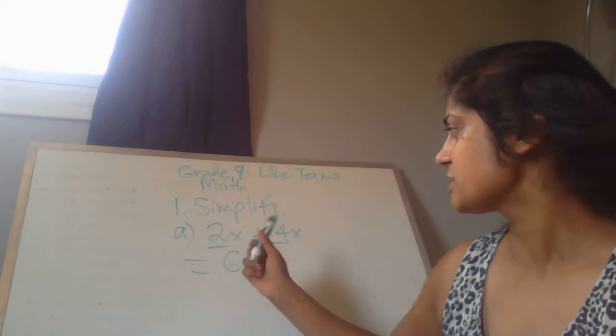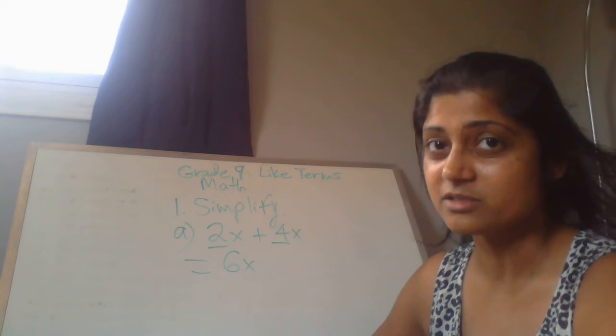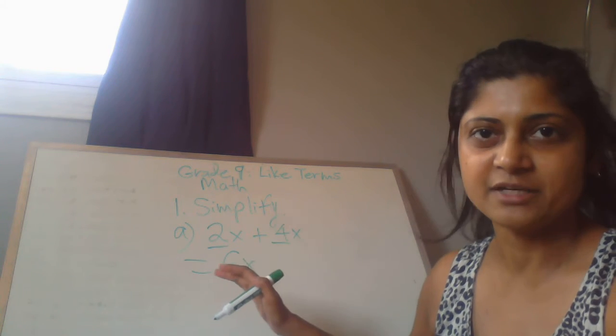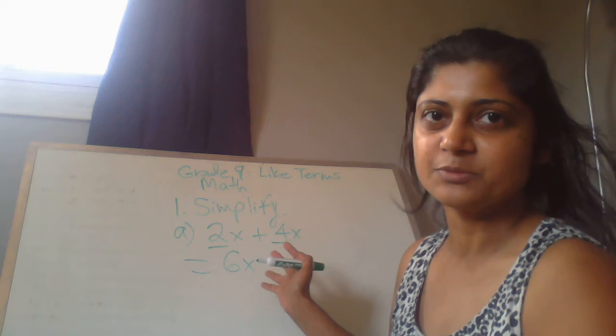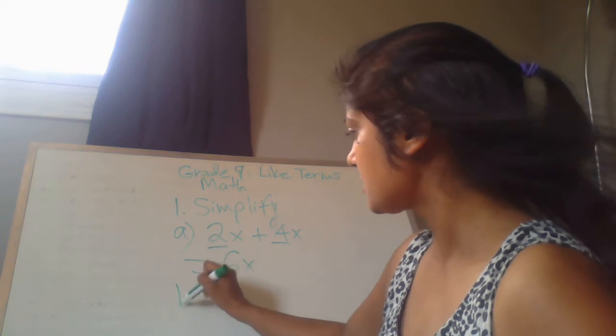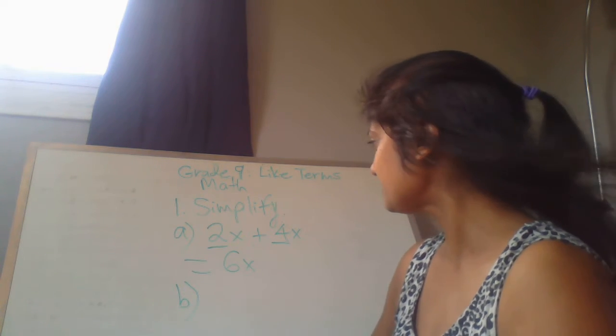Alright? And we should make sure we're just looking at the like terms. If they are not like terms, we cannot simplify it, and you could just write not possible at the bottom. Okay, let's take a look at one more example here.